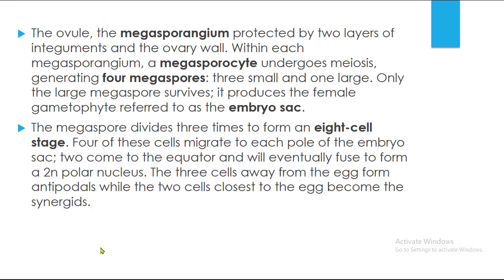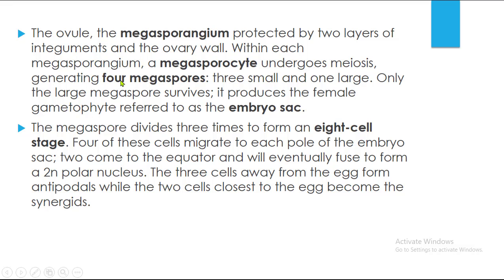See, the ovule: megasporangium protected by two layers of integuments and the ovary wall. Within each megasporangium is a megasporocyte. Megasporangium is the structure. Megasporocytes are the diploid spore mother cells, you can say. They are the mother cells and they are diploid cells.